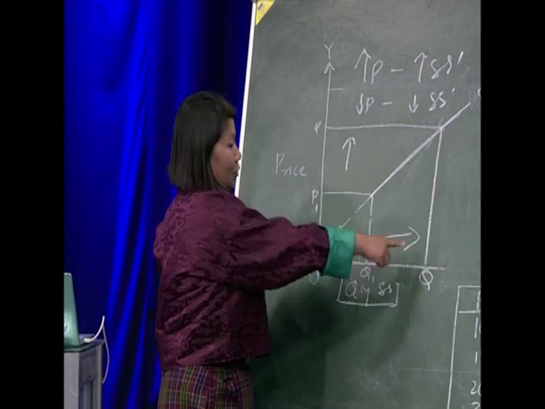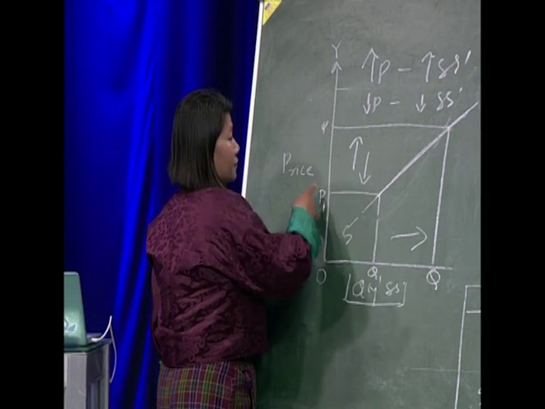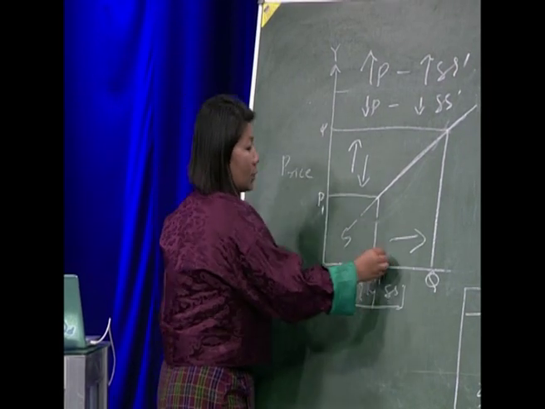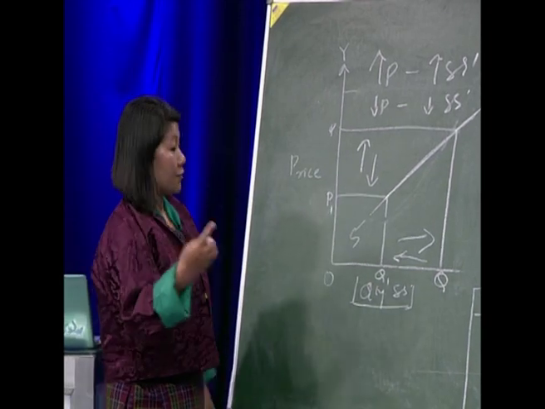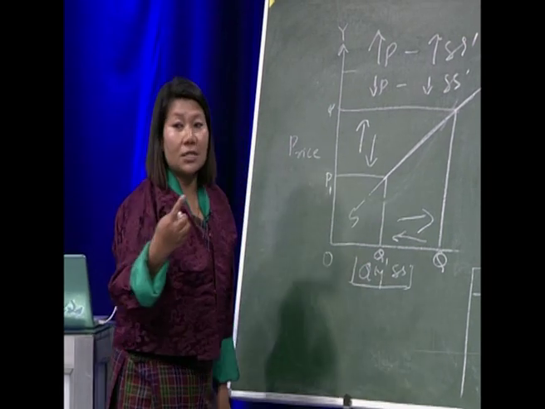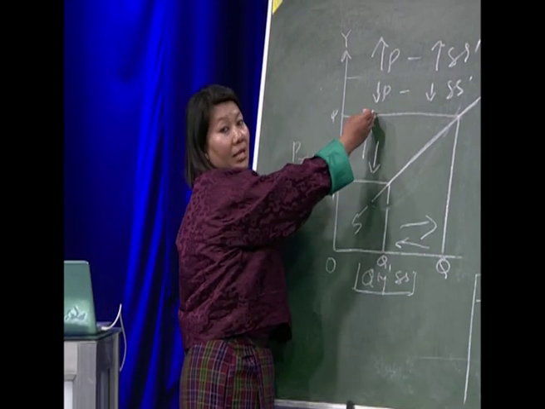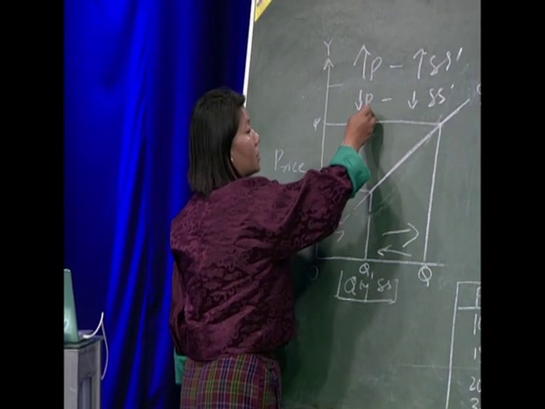Higher the price, quantity supplied increases. Then when the price falls from P to P1, quantity supplied also decreases from Q to Q1. And what does it show? Simply, it shows this: when the price is high, supply will be high. When the price is low, supply will be low.